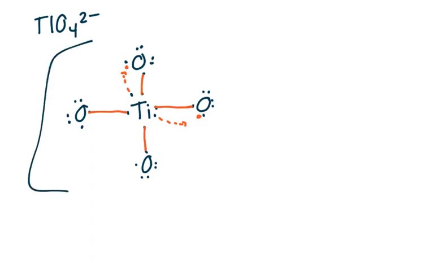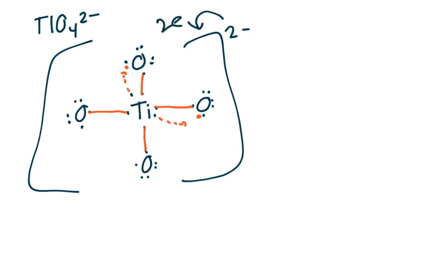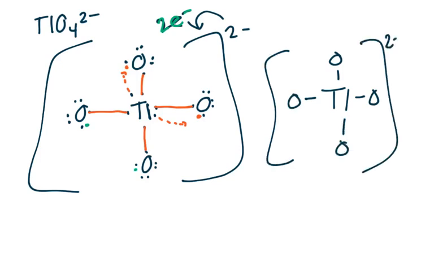It does have a -2 charge, which means that there's 2 extra electrons in here. And where are they? Well, one can join right here and one can join right here. That gives everybody a full octet, and that makes, oh, that was Te, not Ti. That makes Te basically look like this, which is actually the same configuration as the sulfate ion.